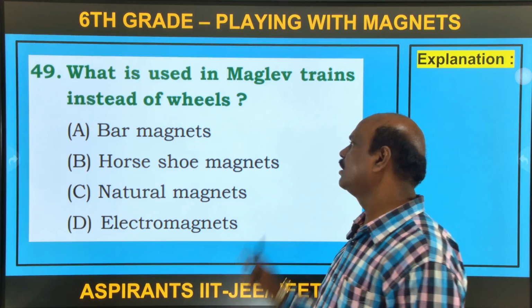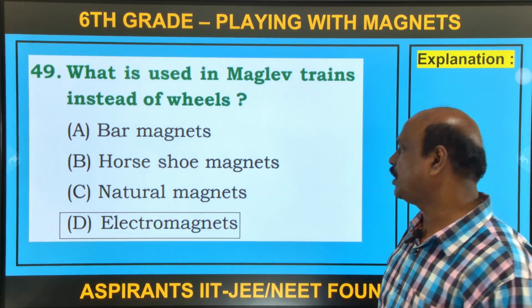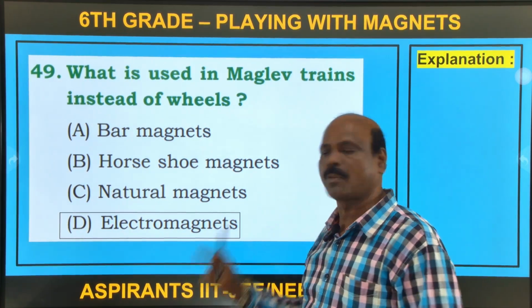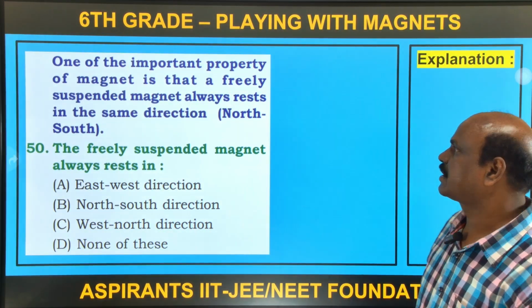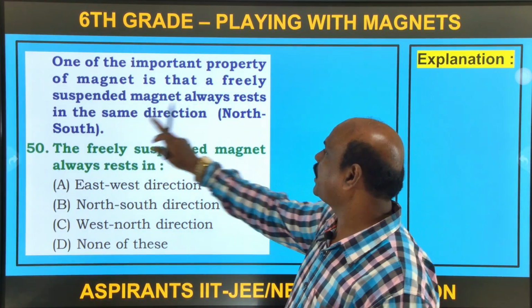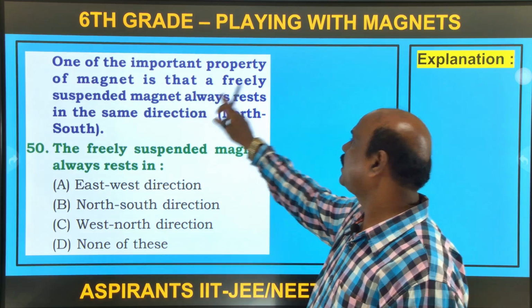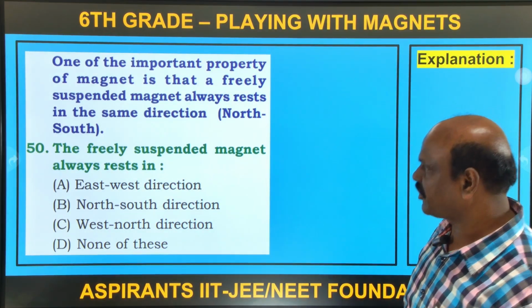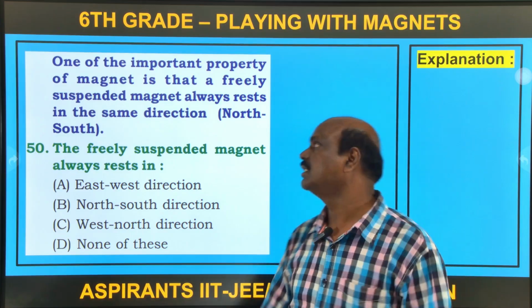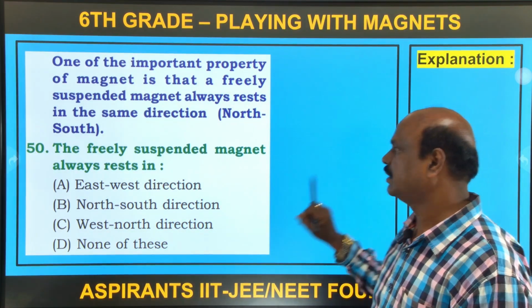We use electromagnets. The property is electromagnets. Next, one of the important properties of a magnet is that a freely suspended magnet always rests in the same direction. So this is one more passage. Let us see questions on that.